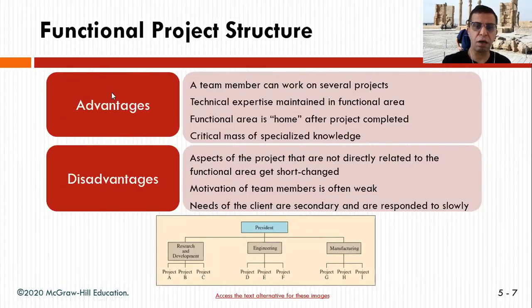The other type is the functional structure of projects, as you see here. There is research and development working on 3 different projects, and engineering working on 3 other different projects. There is a president on top of it, and a team member can work on several projects, as we said. The technical expertise is maintained in a functional area.